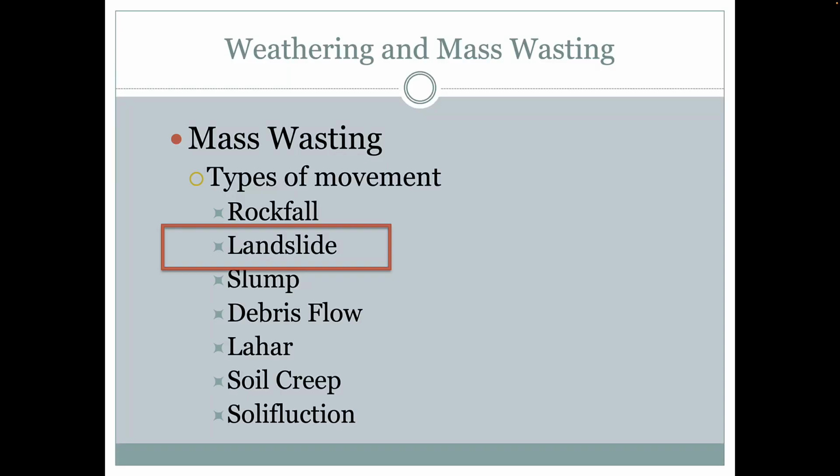So another type of movement associated with mass wasting is a landslide. With a landslide, a large amount of material is moving down some sort of failure plane or something in the ground that is allowing a large amount of material to move. And this is causing a huge volume of material to be moved from further uphill to downhill in a rapid fashion.